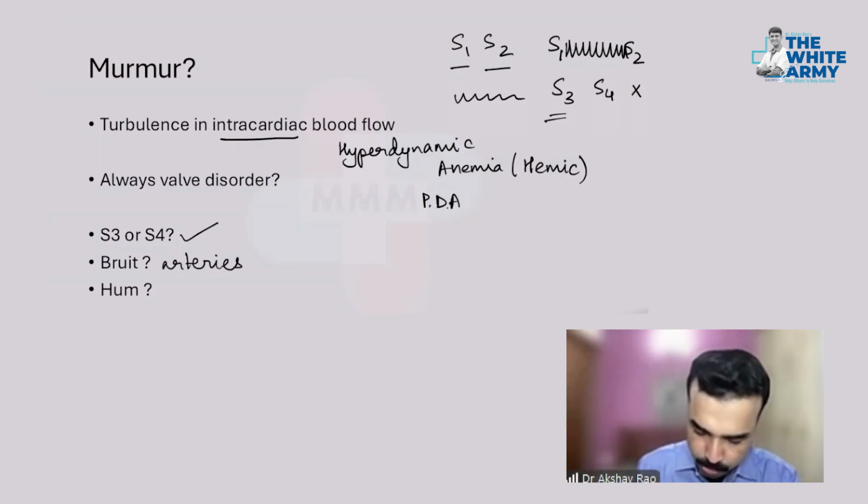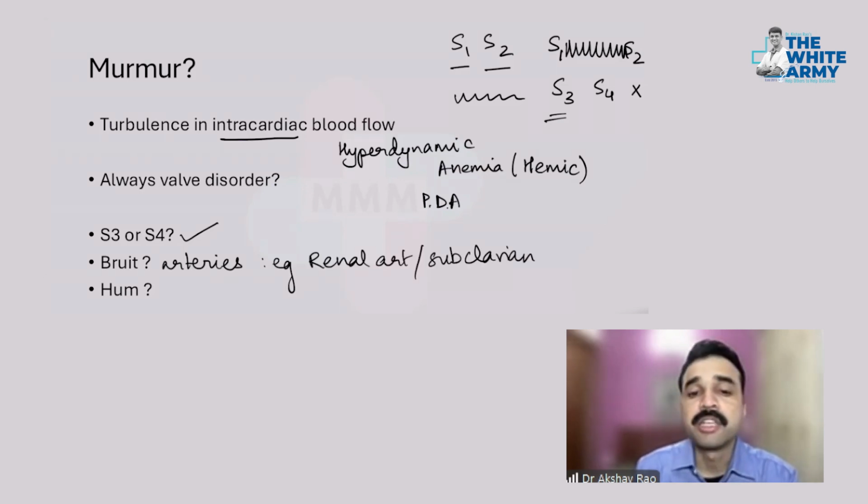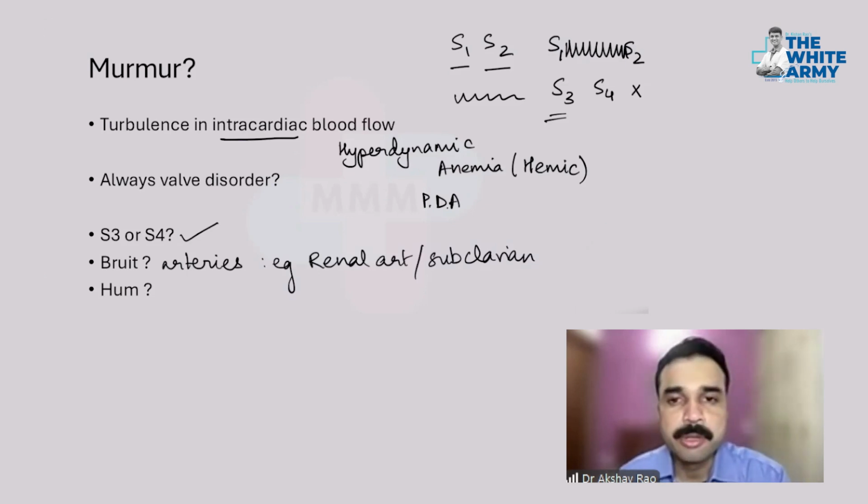So for example, a renal artery bruit will be as a result of renal artery stenosis. Or a subclavian artery bruit, which may be heard in patients with Takayasu arteritis, or sometimes a carotid artery bruit, again because of carotid atherosclerosis. So these are all examples of bruit.